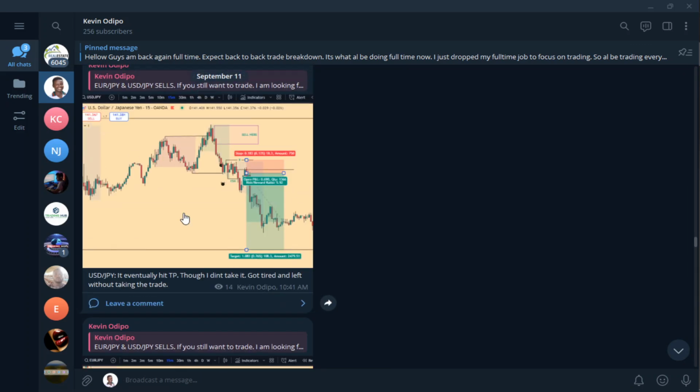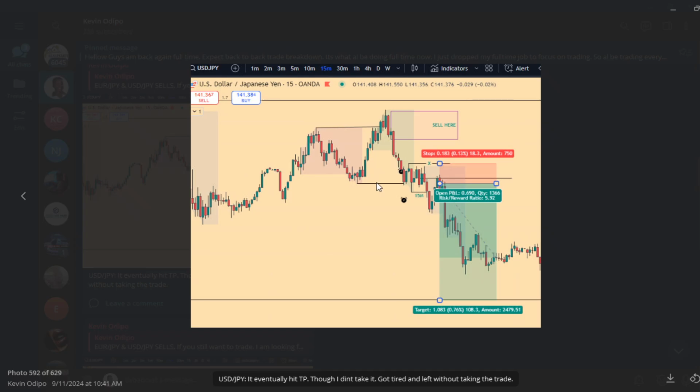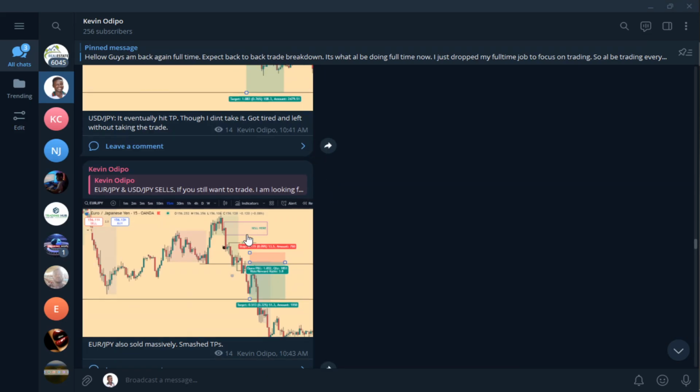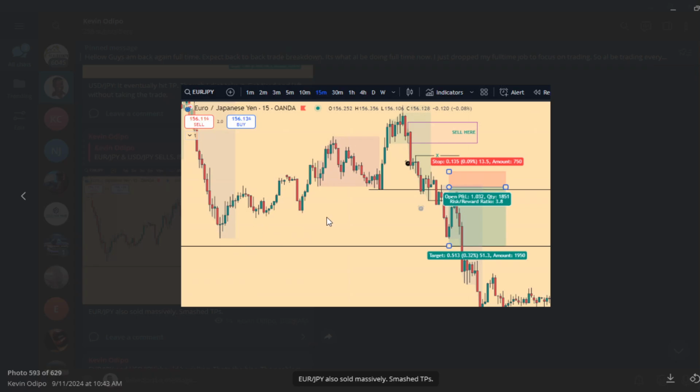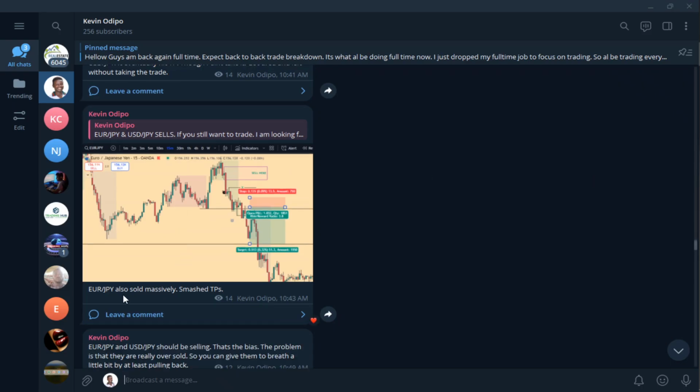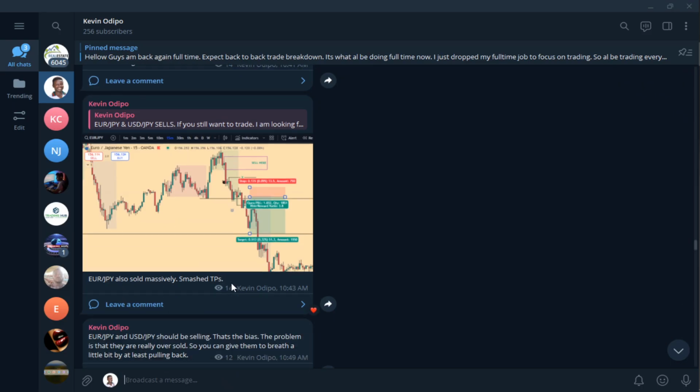So this was eventually the trade. As you can see, this is what we were waiting for. Eventually it came back, pulled back, upper stop loss, so it eventually played out well. Same to Euro JPY, that is a trade you are looking at also. It eventually played very well as expected. Here you also sold massively and smashed TP.